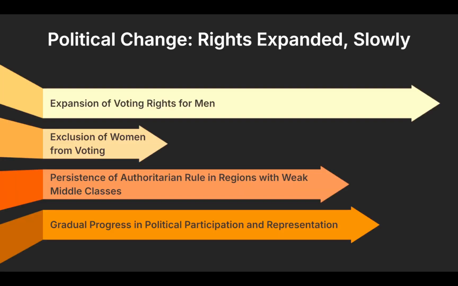The industrial age intensified political pressure. Workers and middle class citizens demanded voting rights, legal protections, and an end to aristocratic privilege. Revolutions in 1848 across Europe signaled rising expectations for participation. Over time, voting rights expanded to non landowners and to working class men, especially in countries with large middle classes. But continuity remained clear. Women were excluded from voting until the 20th century. In regions with weak middle classes, authoritarian rule persisted. Political change occurred, but unevenly and incompletely.